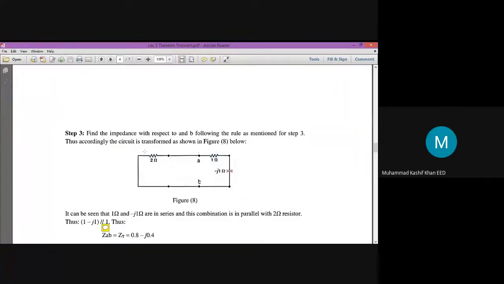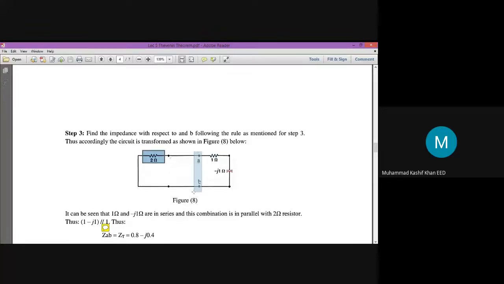If I only look at the apparent layout, these two resistors are in series with this capacitor. If I only look at the surface of this circuit, but if I look deep into this circuit, there are two nodes, node A and node B, and with reference to these two nodes, I have to find out the equivalent impedance of the circuit. Because of these two nodes, this 1 ohm resistor is acting in series with this j1 ohm capacitor, while this combination is parallel to this 2 ohm resistor.